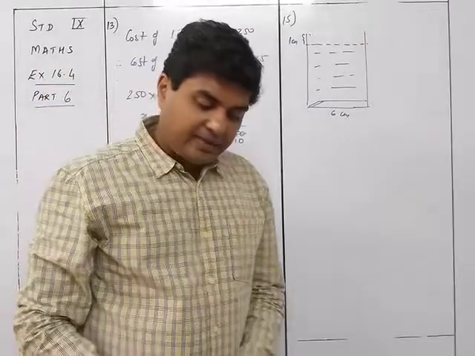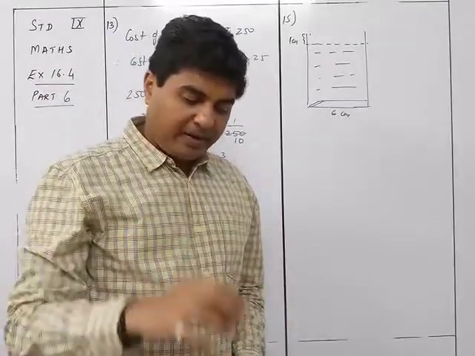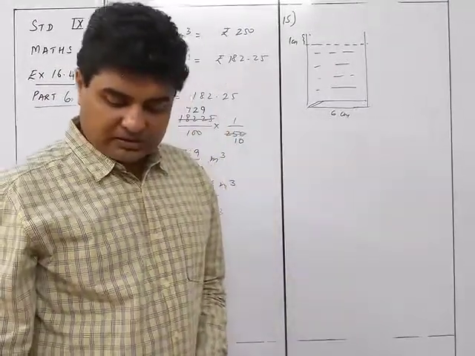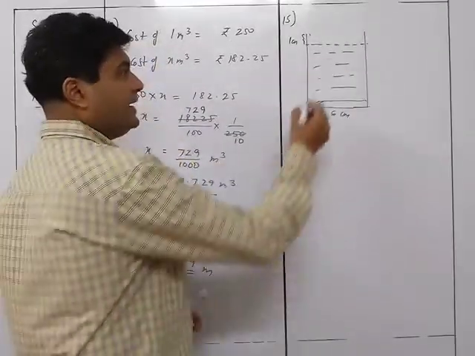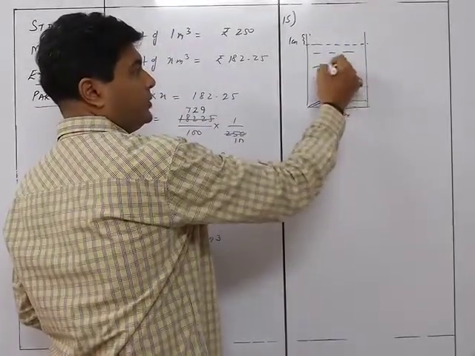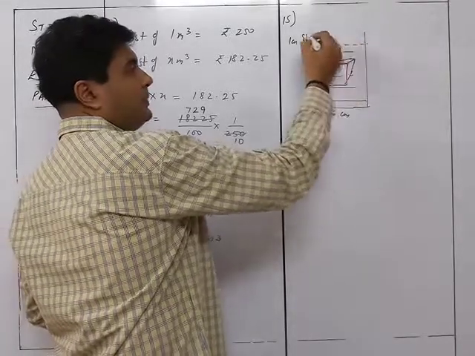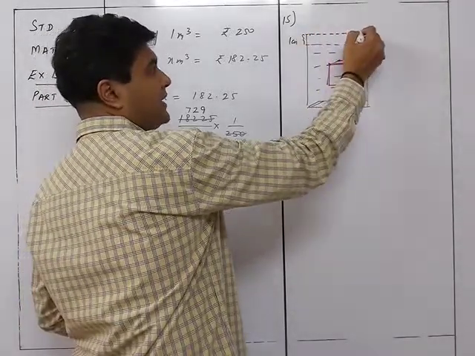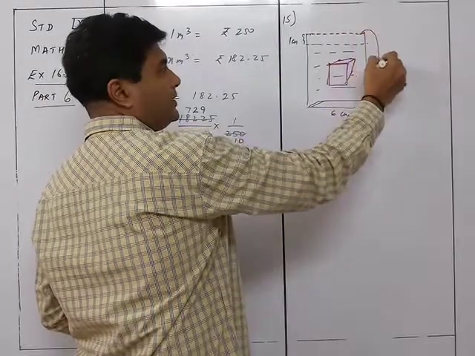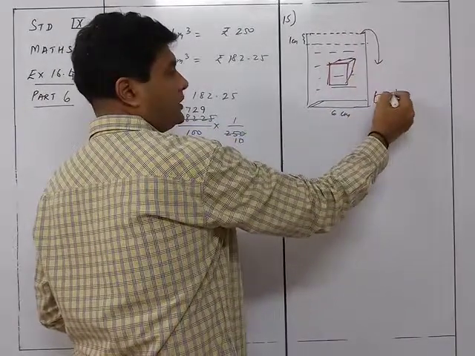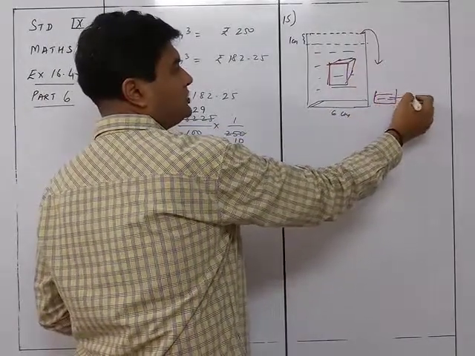And then they say that when a cube is placed in the water and is submerged, what will happen? Suppose I take a cube over here, I take a cube and put it inside. This is a cube which I put inside. So what happens? The water comes to this level, and over and above that there is an overflow of water of 2 centimeter cube.